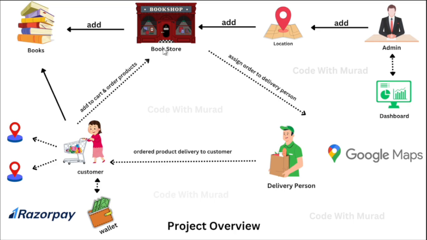Now since this bookstore has added all the books into the system, this customer will be able to see all the books listed by this bookstore, and can add all the books he wants into the cart. And after adding all the books into the cart, he can order the books. But for ordering the books, the customer should have a sufficient balance in his wallet.